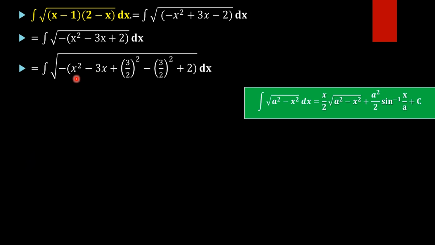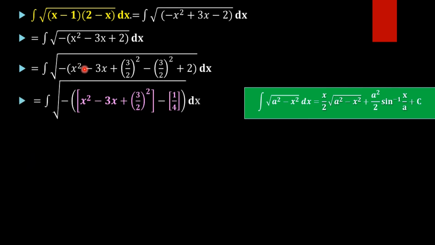So what we will get? What is x square minus 3x plus (3 by 2) whole square? What is this? This is of the form (a minus b) whole square. What is (a minus b) whole square? It is a square minus 2ab plus b square. This is of the form (a minus b) whole square.